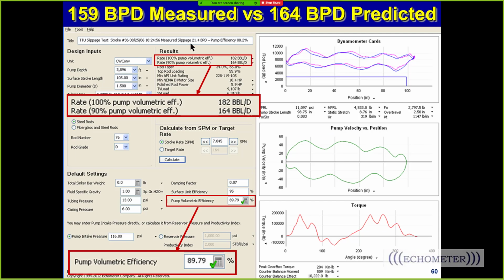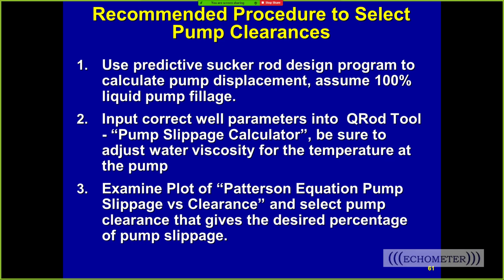So this is a Texas Tech example well, and when you click calculate, based on measured versus calculated, we measured 159, we predicted 164, and we calculated very close to the same pump slippage as we measured in the Texas Tech test well. So QRod works, it's pretty darn accurate. Now, what's our recommendation? Our recommendation is to use QRod, which assumes 100% pump fillage, and then use a calculator and adjust the viscosity for the temperature at the pump, and then use the plot of the Patterson slippage equation to select the pump clearance. That's our recommendation.